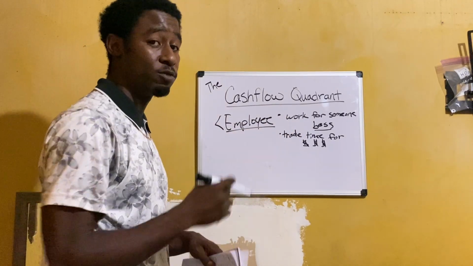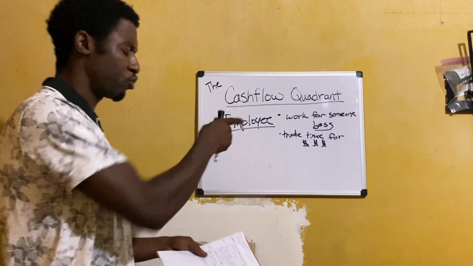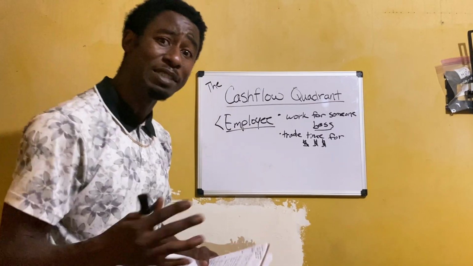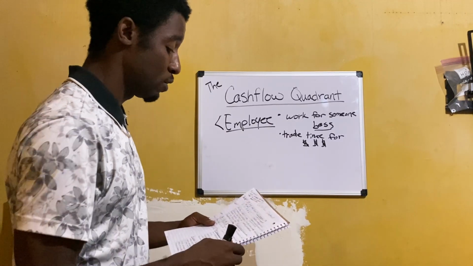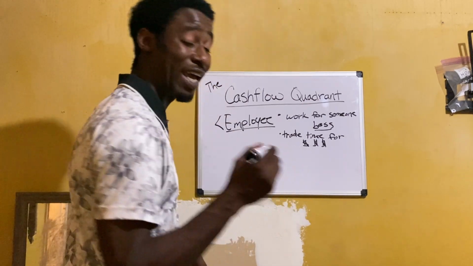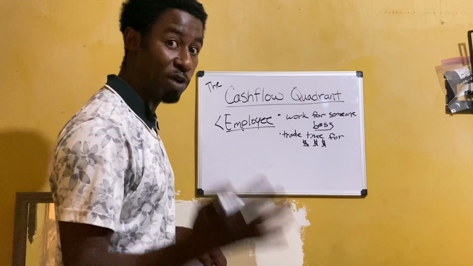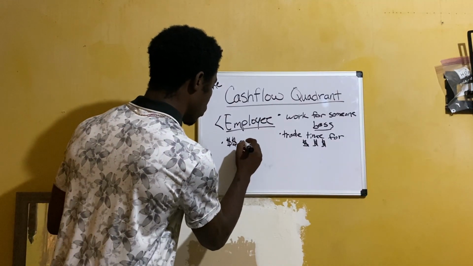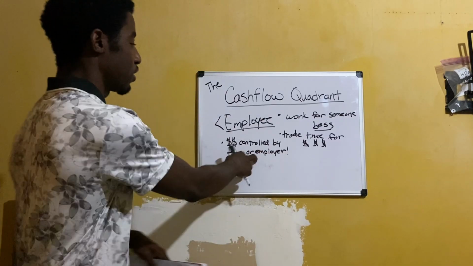I still got a part-time job right now, so I'm still technically an employee. I'm still in the employee quadrant. They trade time for money. And another thing is their income is limited by how many hours they have available to work and their employer's decision. Their boss is going to tell them how much money they want to pay them per hour. So the third thing is money controlled by time or employer.